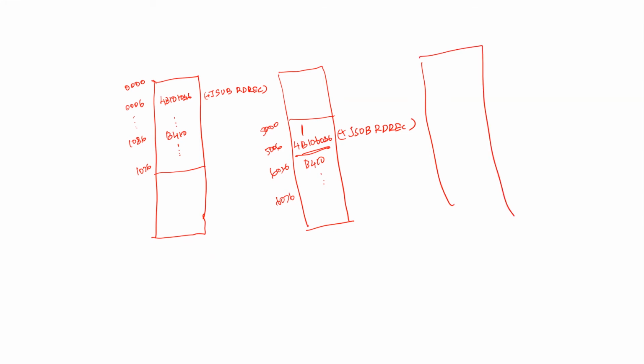I'll give another example. Suppose the same program, we start at location 7420 and our instruction will be at 7426. It is plus JSUB RDREC, and this instruction will be changed to 4B108456, and at 8456 you will have B410 and the program may end at 8496.